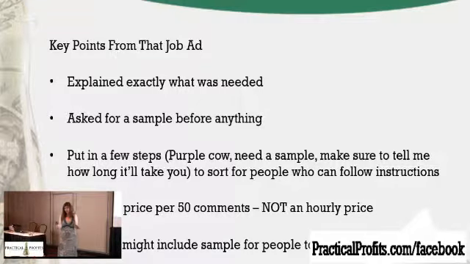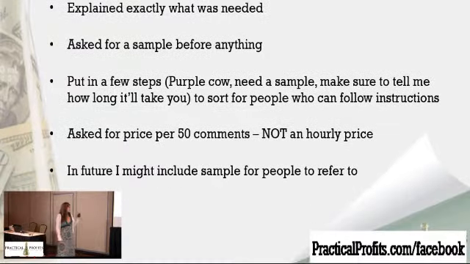So the purple cow, like I said, alone will weed out 70% of people. Putting in the other steps, that's going to weed out another 15%. So immediately I'm down to the best 15% that can do the job for me. I asked for the price for 50 comments, not an hourly price. I'm going to go in a little bit on why paying people hourly is the worst possible thing you could do. And then in the future, I would probably just include a sample that people could refer to, just so they could kind of see the types of sample comments that I'm looking for.